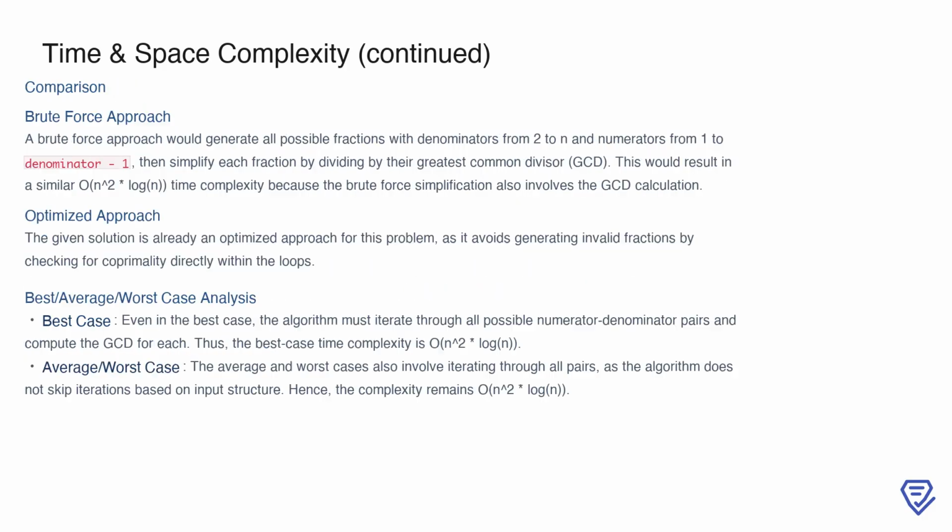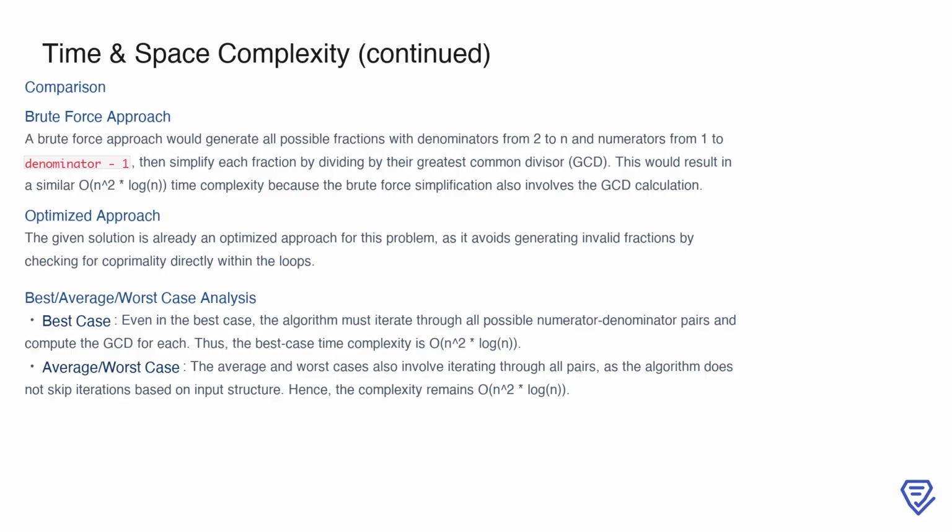When comparing this approach to a brute force solution, we see that the brute force method would generate all possible fractions for denominators from 2 to n and numerators from 1 to 1 less than the denominator. Each fraction would then be simplified by dividing by their greatest common divisor, or GCD. This approach would still result in an O(n squared * log n) time complexity due to the GCD calculation. The optimized approach used here avoids generating invalid fractions by directly checking for coprimality within the loops, making it more efficient in practice.